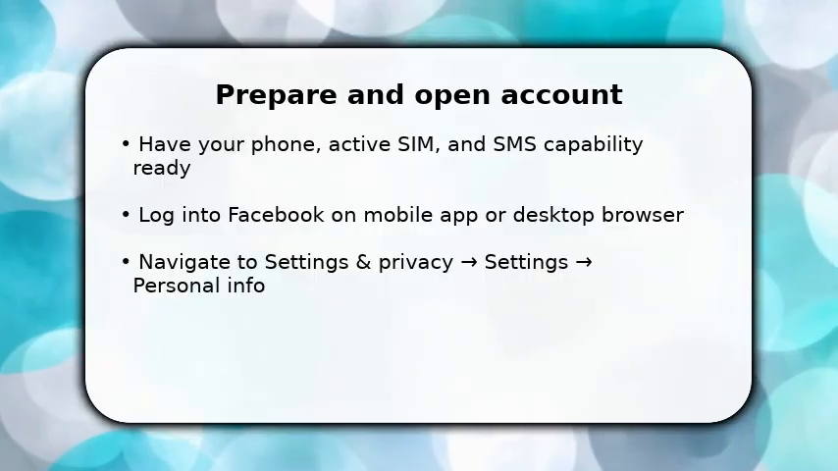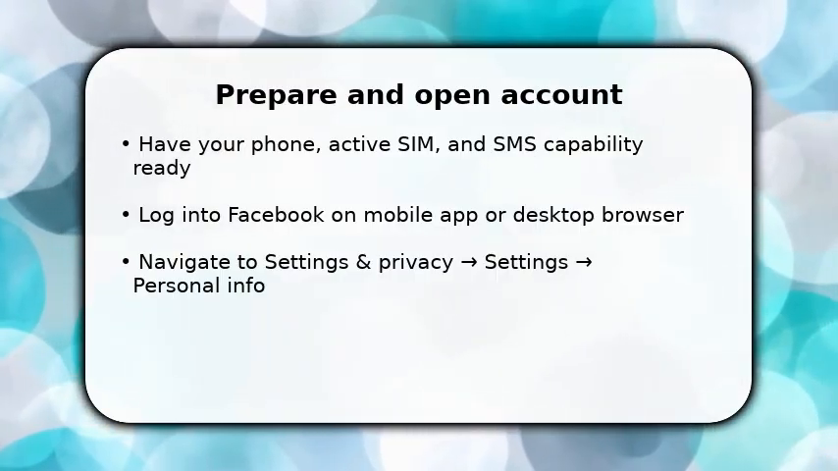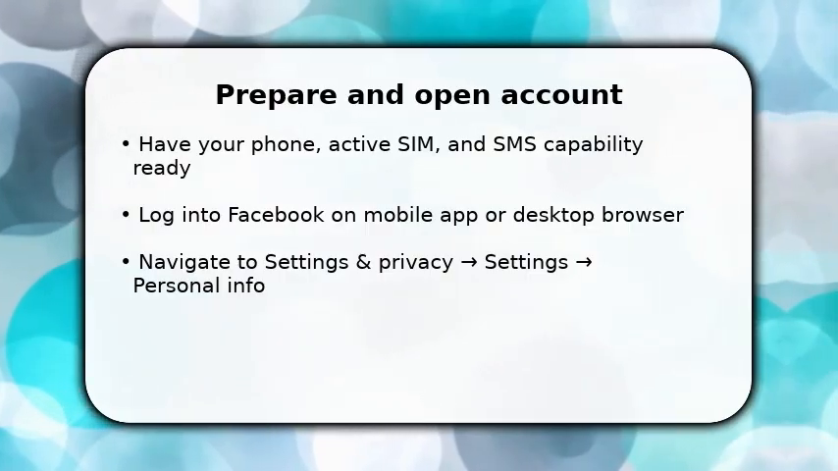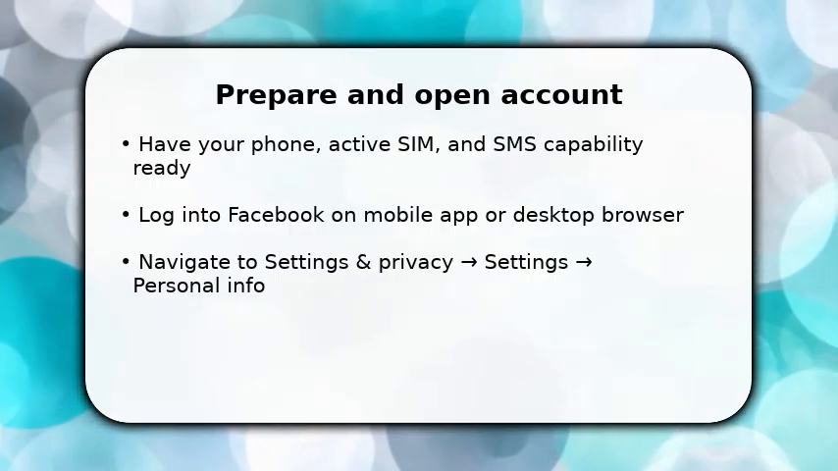You start by preparing your phone and account. Keep the SIM active so you can receive SMS codes. Open Facebook now on the app or desktop and go straight to Settings, right arrow Personal Info. This is where phone links live.